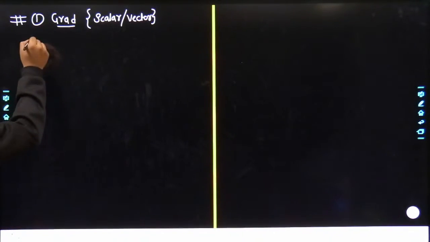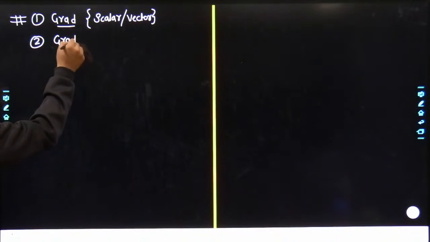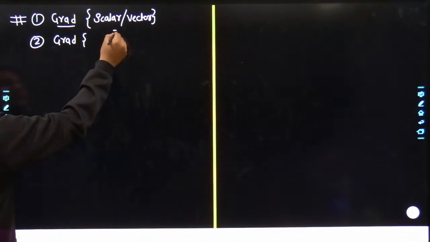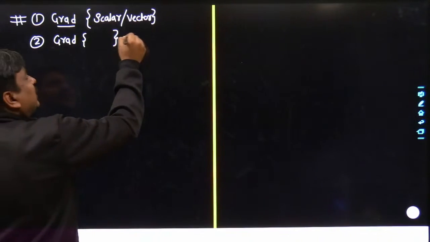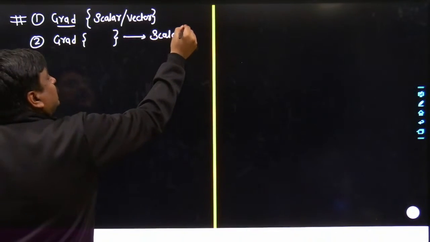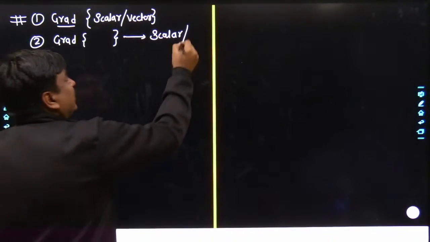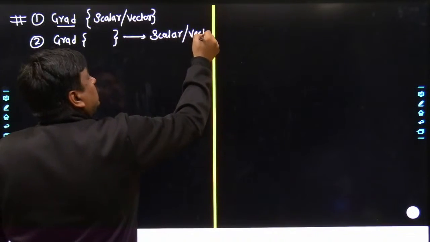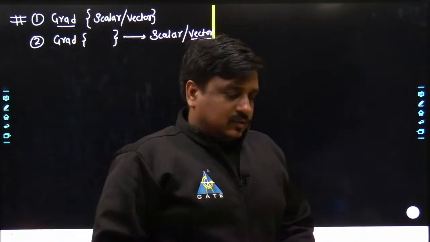Similarly, the second question goes like this: if the gradient is being applied on a field, you have to decide whether the result would be a scalar field or a vector field. If the result is a scalar field, you should write 2 then scalar, and if the result is a vector field, you should write 2 and vector, 2 and vector. Yes.